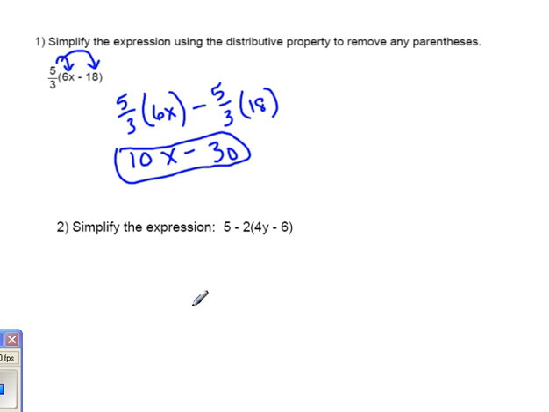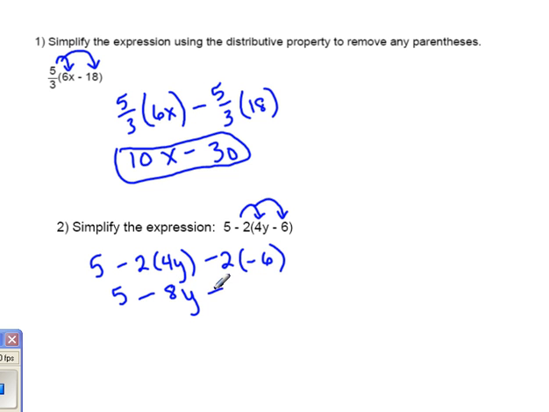With problem number 2, we cannot subtract first. Remember, you always want to follow the order of operations. So the first thing you're going to do is distribute with the negative 2. So this is going to be 5 minus 2 times 4y minus 2 times negative 6. That's distributing. So this is going to be 5 minus 8y plus, because minus times a minus, 12.